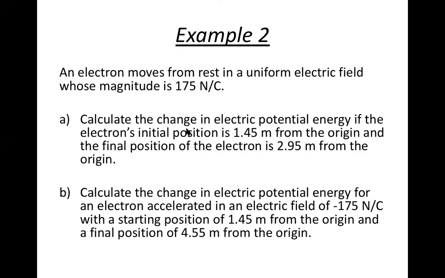Okay, so that's example 1. For example 2, we have an electron moving from rest in a uniform electric field whose magnitude is 175 newtons per coulomb. Calculate the change in electric potential energy if the electron's initial position is, let me just double check the package here, but this is the exact same question with an electron. Okay, so we are going to do the same problem now with an electron. So we do know the charge of an electron is the same, it's just the opposite sign.